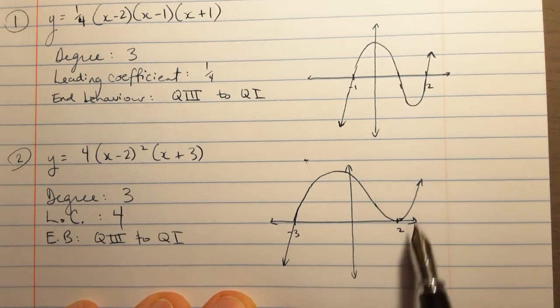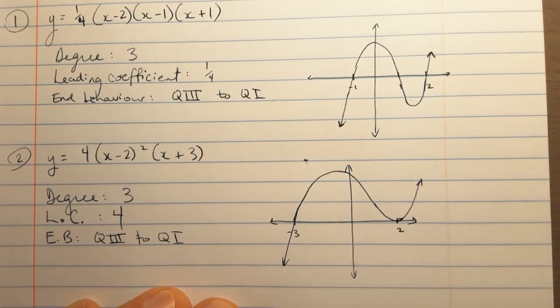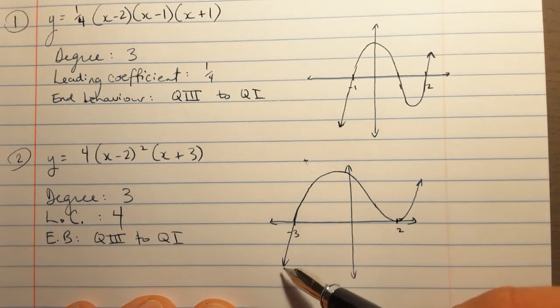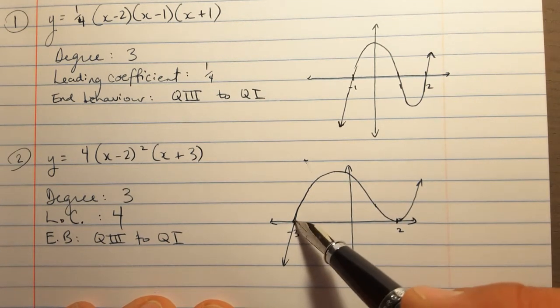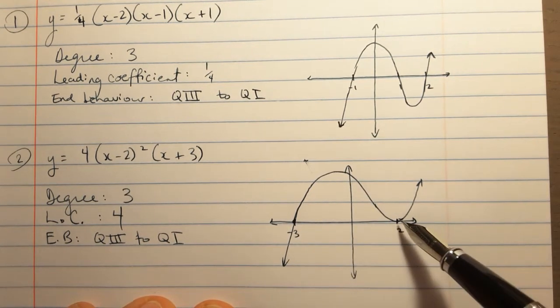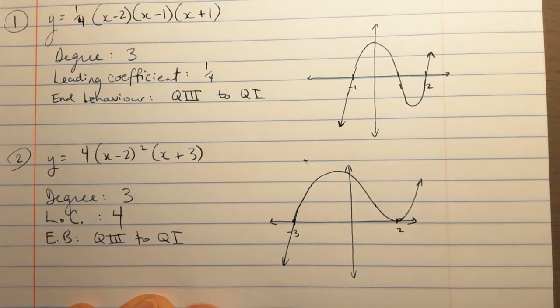Now it may not go up that high, it might be flatter than that, but this gives us the idea of what the curve looks like. It's a regular cubic curve, it's the usual style, but it goes through negative 3, and it just barely touches at positive 2. Alright, let's do one more.